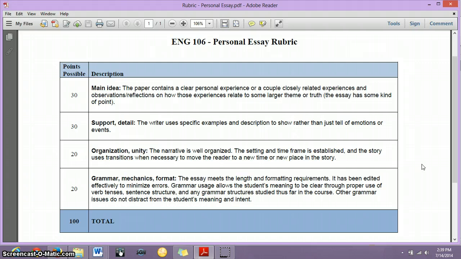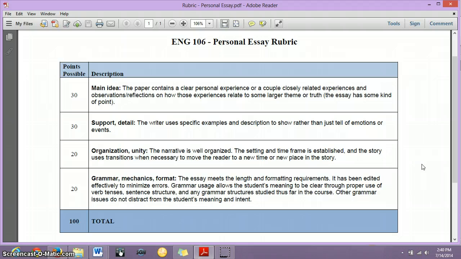However, if you want to be more complex in your organization, which of course I encourage you to do, it's going to challenge you a little bit more, and it may better fit the main idea that you're trying to deliver. But if you go back and forth and don't just do a linear time, then transitions are absolutely critical. So make sure you use them effectively if you do that.